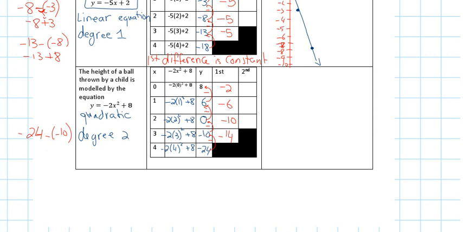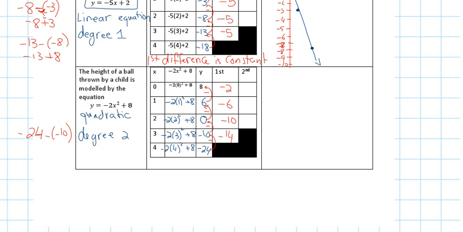Is your first difference constant? No. Did you expect it to be constant? No, because it's not linear. The only time the first difference is going to be constant is if it's a linear equation. Okay? So, now since the first difference is not constant, that's going to force me to go to the second difference. Okay? So, the second difference is now doing the same thing, but for the first difference.